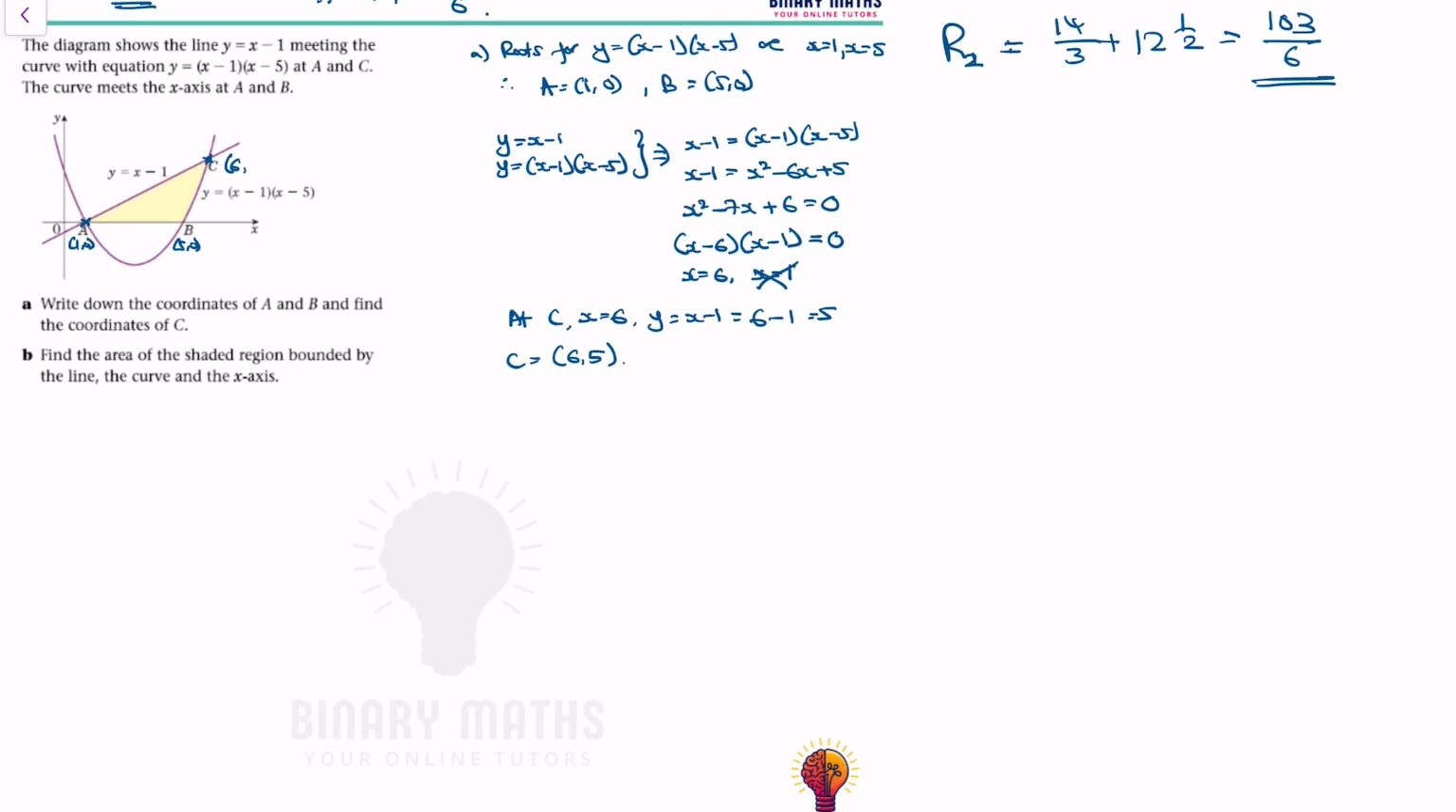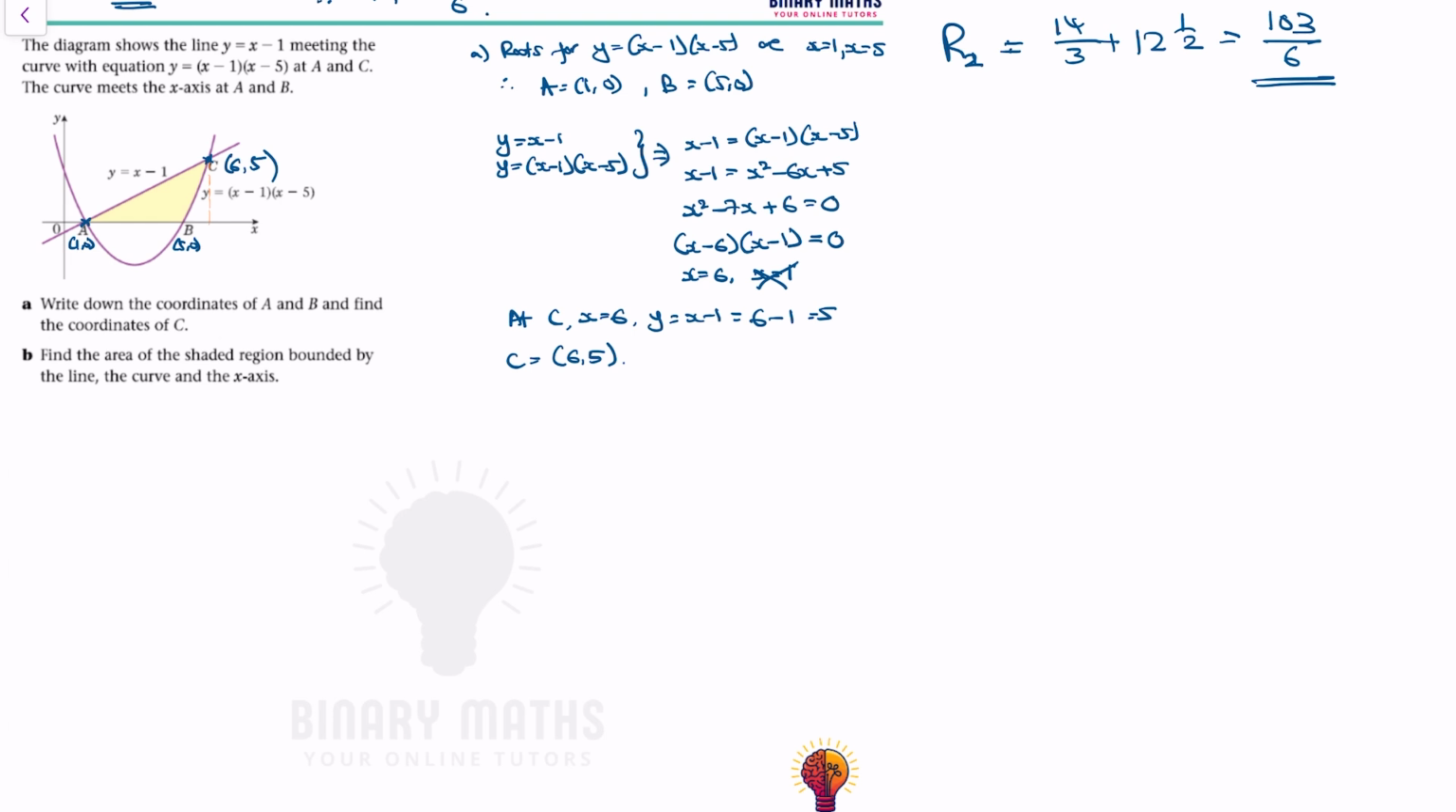It says find the area of the shaded region bounded by the line, the curve, and the x-axis. So what you can do for this one is, if I draw a triangle here, so this one was 6, 5. Then if I do the area of the triangle and then subtract the area under the curve between B and C, then that would give me what I want, yeah? So first thing I need to do is area of the triangle.